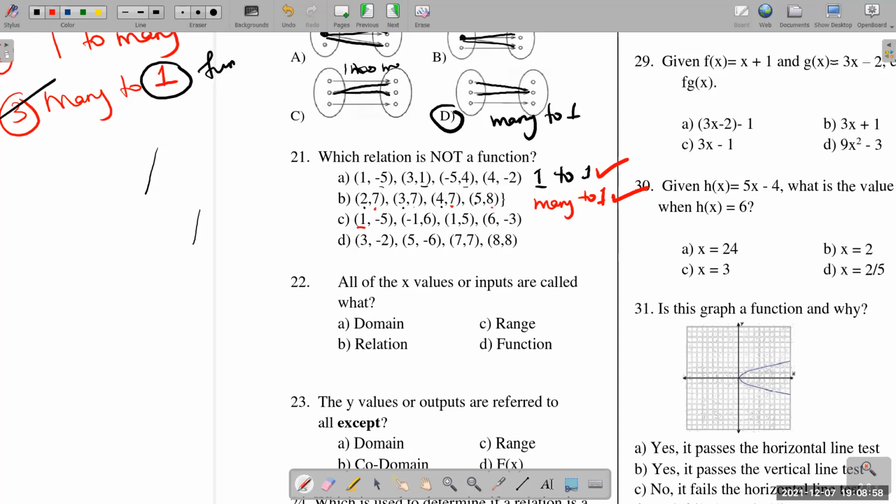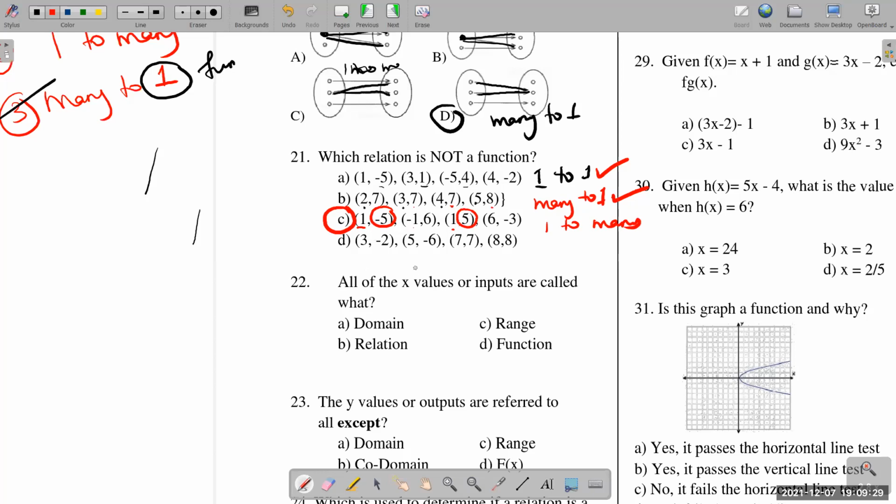We have +1, -1, +1. Red flag. When you have the same x going to two different things, look what's going on here. 1 goes to -5 and 1 goes to what? +5. What does that mean? This is a one-to-many, because the same 1 goes to two different numbers. So the answer that is not a function is C.